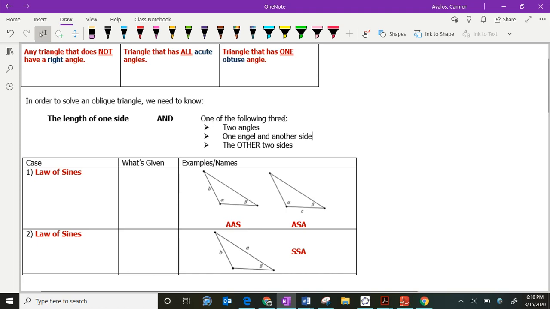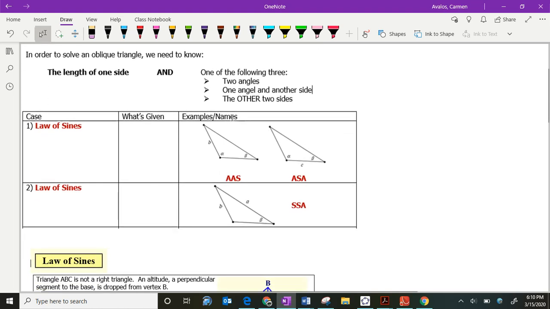So it's going to be one of these three. You're either going to get one side and then two angles, or you're going to be given one side and one angle and another side, or you're going to be given one side and the other two sides. So when you're given that information, and I know you remember this from geometry, it's going to be side, angle, side, angle, side, angle, side, angle. So that's what we're looking at here. That's also going to apply here.